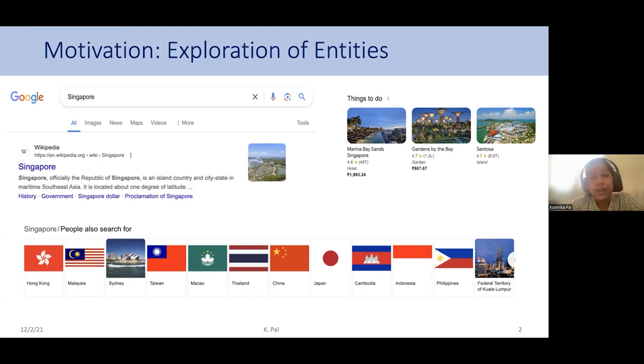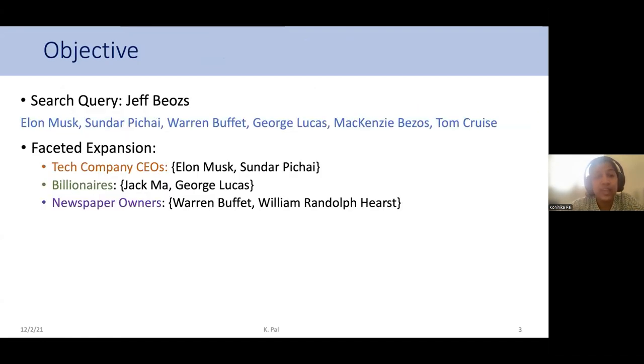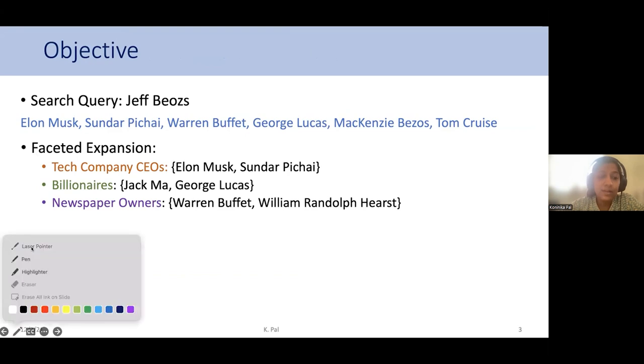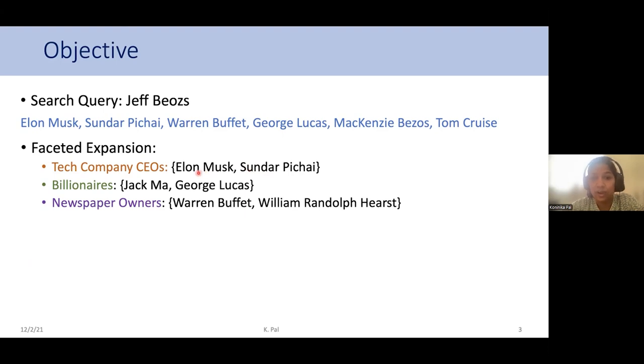So the idea is that when someone searches such content, rather than just giving certain suggestions, what about giving suggestions with an explanation associated with them, which gives a better idea why we are giving that suggestion? If I look for Jeff Bezos, I would prefer to have an explanation with the associated extension, like Elon Musk and Sundar Pichai are related to Jeff Bezos because they are all very salient, or popular, tech company CEOs, same as George Lucas to Jeff Bezos as billionaires. So that's the main motivation for the project.